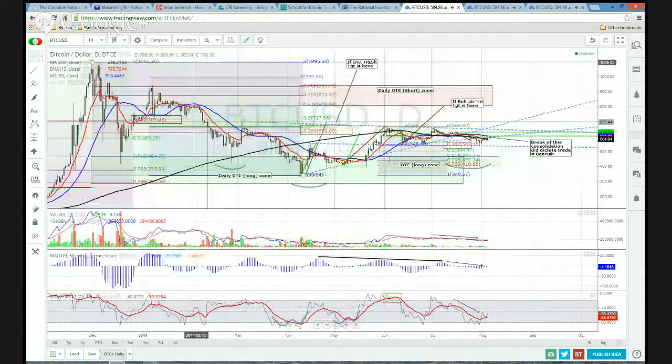I also put on some vertical lines here because I wanted to see what the effect of month ends were on BTC, and I do notice that they actually act as a bit of a pivot, so that's what those vertical lines are all about.